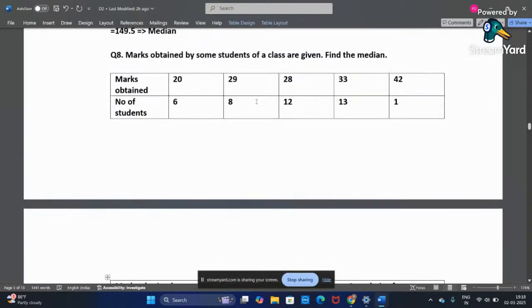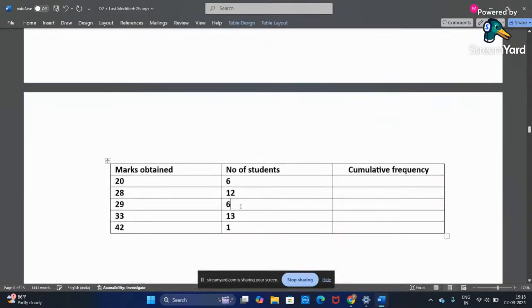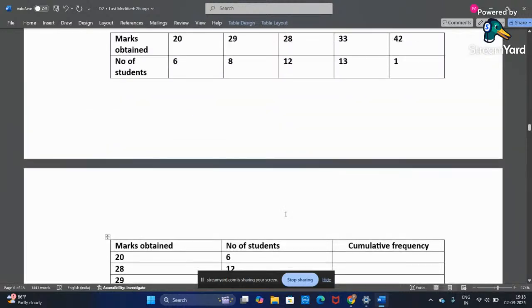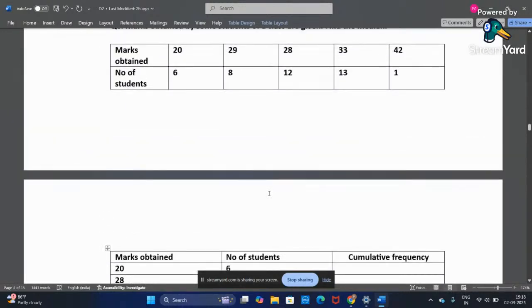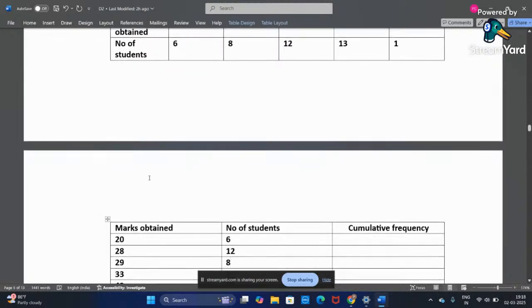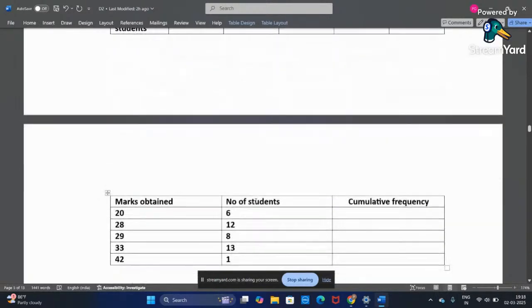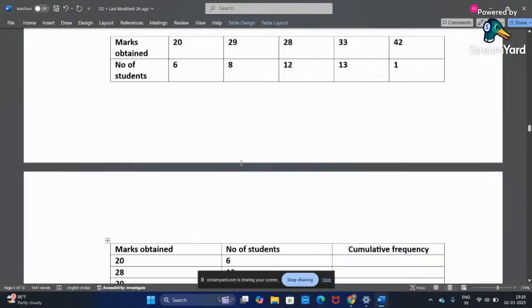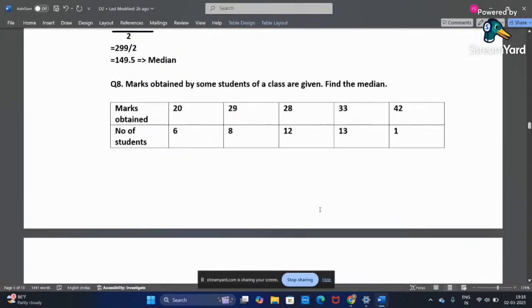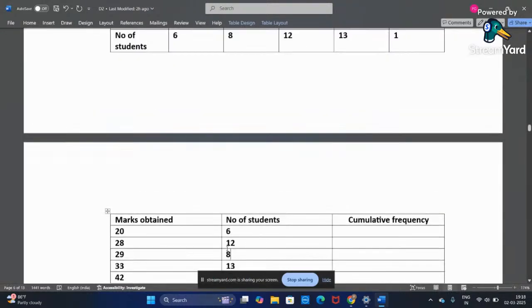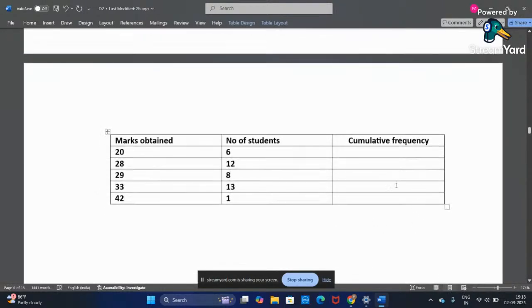Yes, this is 12. For 29 it is 8. For 33 it is 13 and for 42 it is 1. Please check it once. For 20 it is 6. 6 students have scored 20 and 12 students have scored 28. 8 students have scored 29. 13 students have scored 33 and 1 student has scored 42.